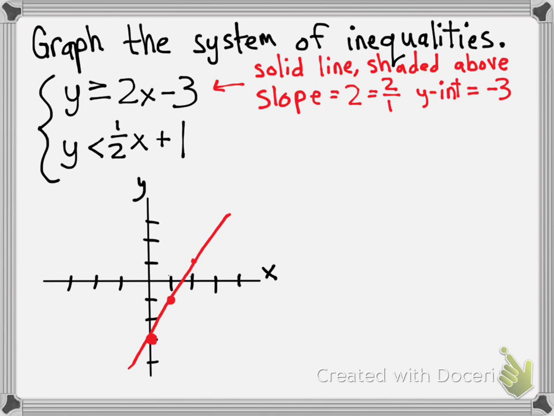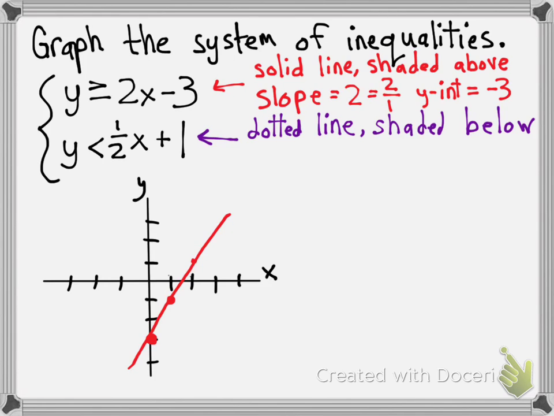Now we'll look at the second equation. y is less than 1/2 x plus 1. First, we know that since it's less than, but not equal to, it's going to be a dotted line, and we're going to shade below, since less than is below. We're going to find the slope and y-intercept. The slope is the number in front of x, 1/2, and the y-intercept is the number at the end without the x, 1. So we're going to start at the point (0, 1), and then go up 1 and over 2 to graph our line. Remember, this is a dotted line.